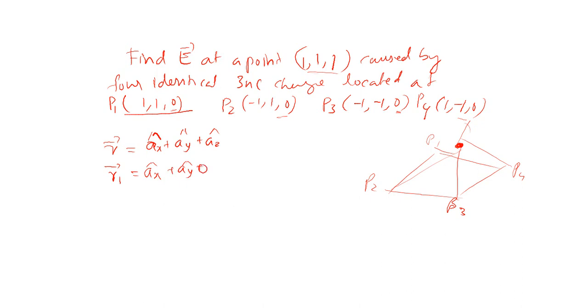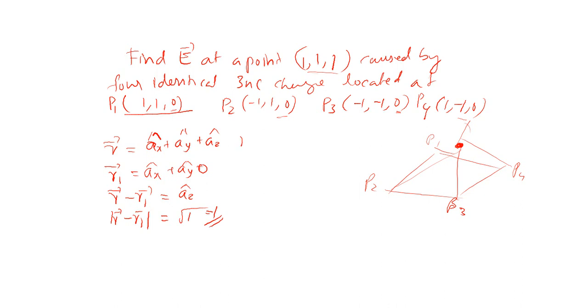So what is mod r minus r1? What is vector r minus r1? 1 minus 1, 1 minus 1 will cancel, only az cap you have, and modulus of r minus r1 is equal to square root of 0 square plus 0 square plus 1 square, that will be root of 1 equal to 1. Okay, that we got.